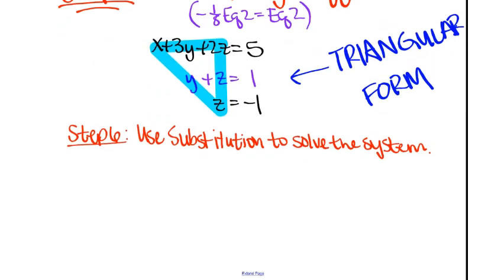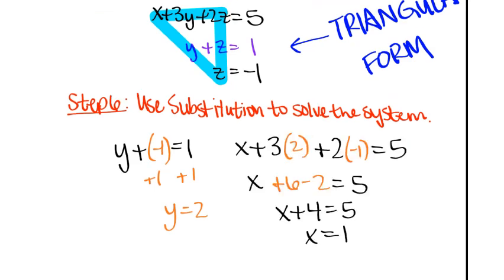So essentially we take that z value and plug it into our second equation to find y. And then we take our y value and the z value and plug them into the top equation to find x. Now that you have your x, your y, and your z, you're going to write it as an ordered triple.